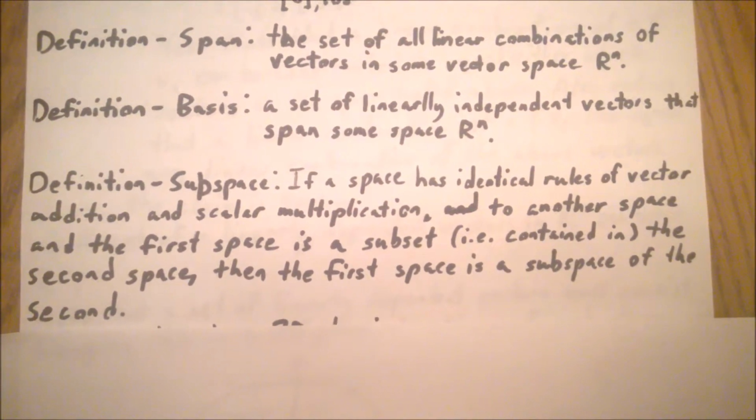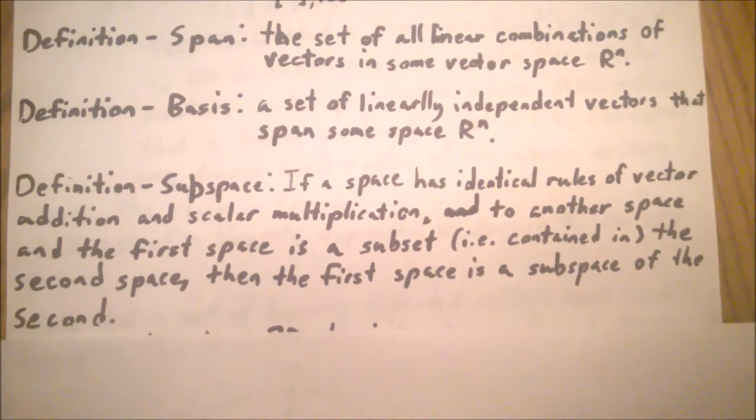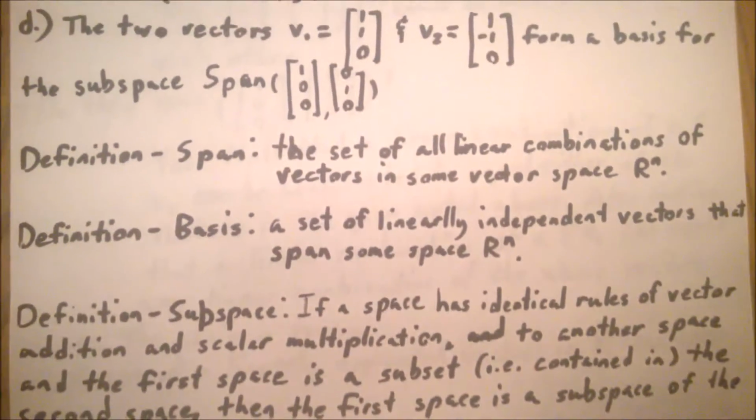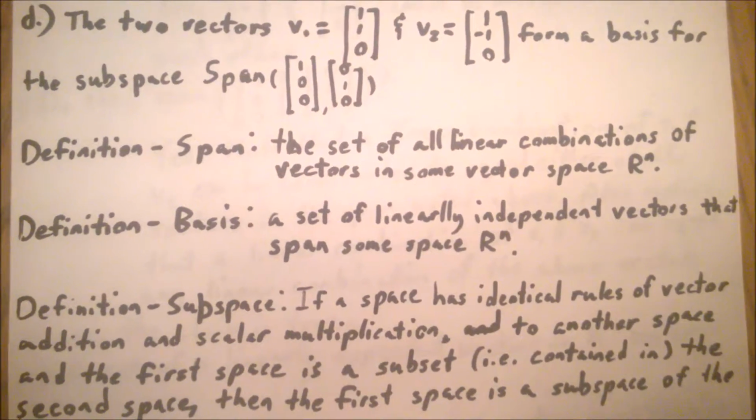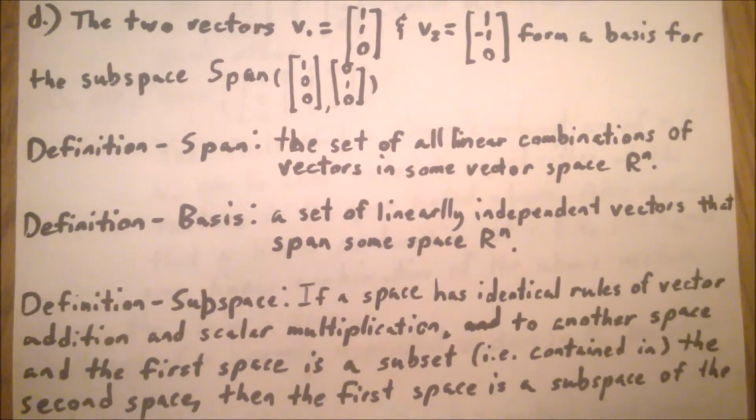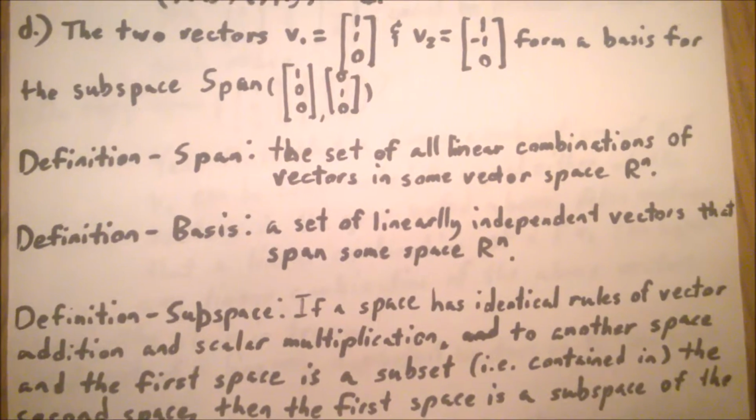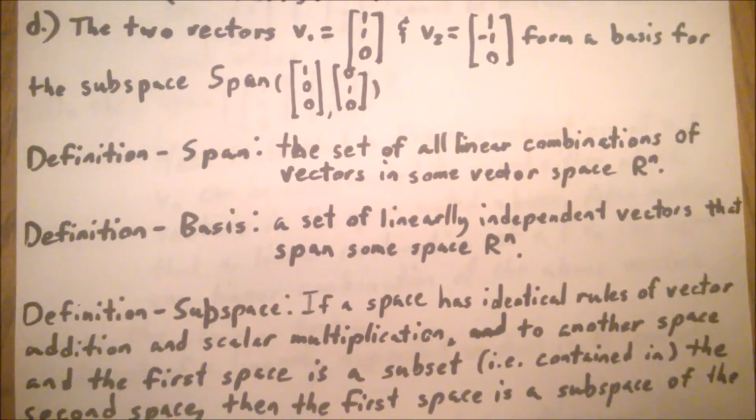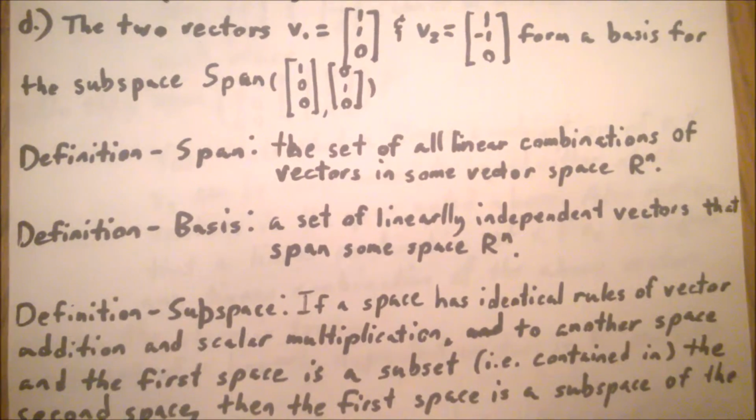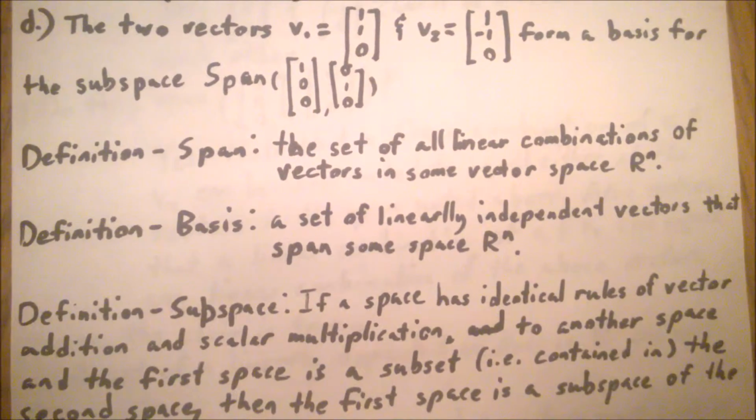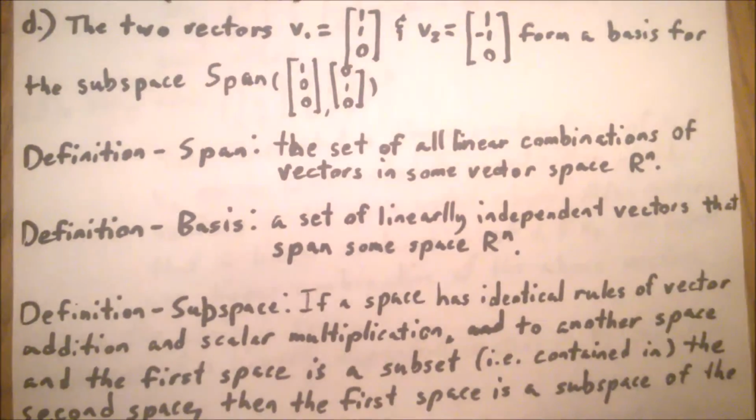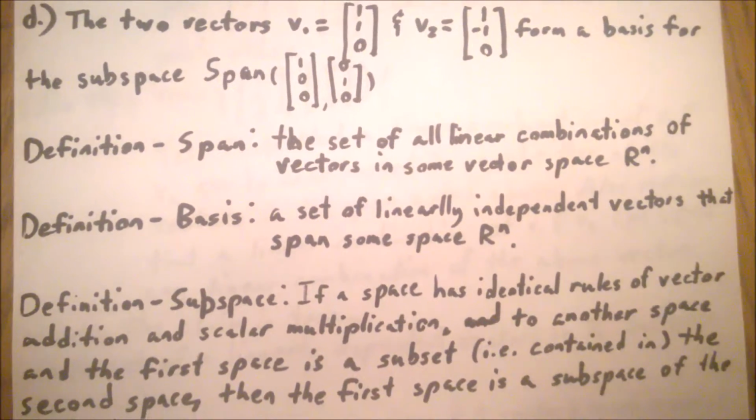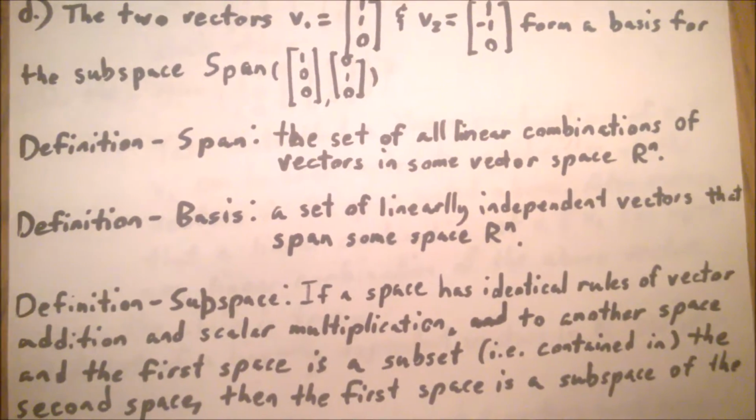A basis can be used to create a span. So what we can see here, the span of 1, 0, 0 and 0, 1, 0, can be considered to some extent a subspace because these are two linearly independent vectors. And then you can make any linear combination out of these vectors. And these two vectors will serve as the basis for that span or that subspace.